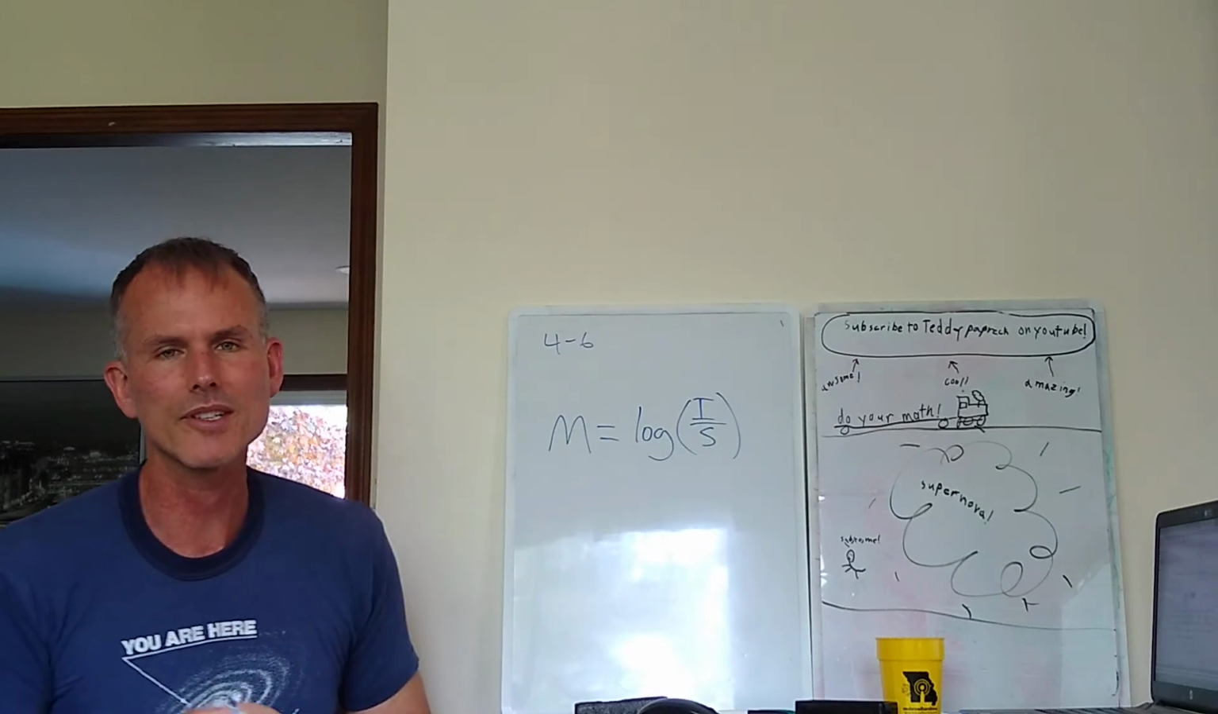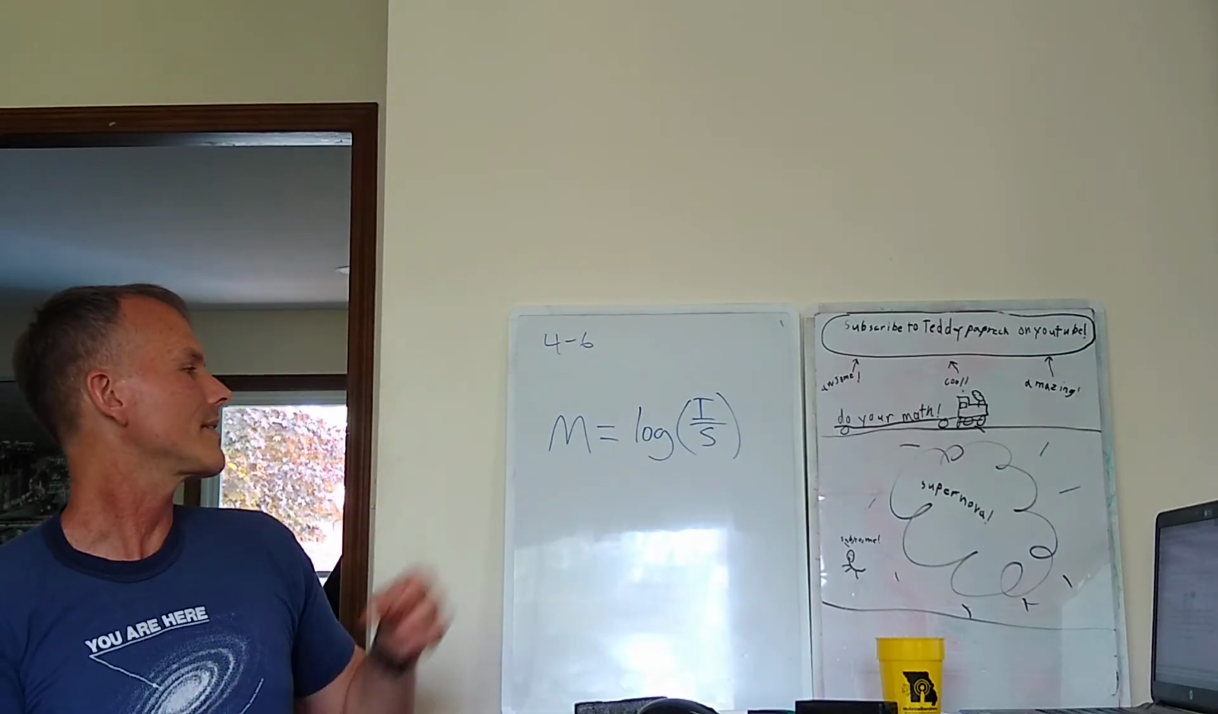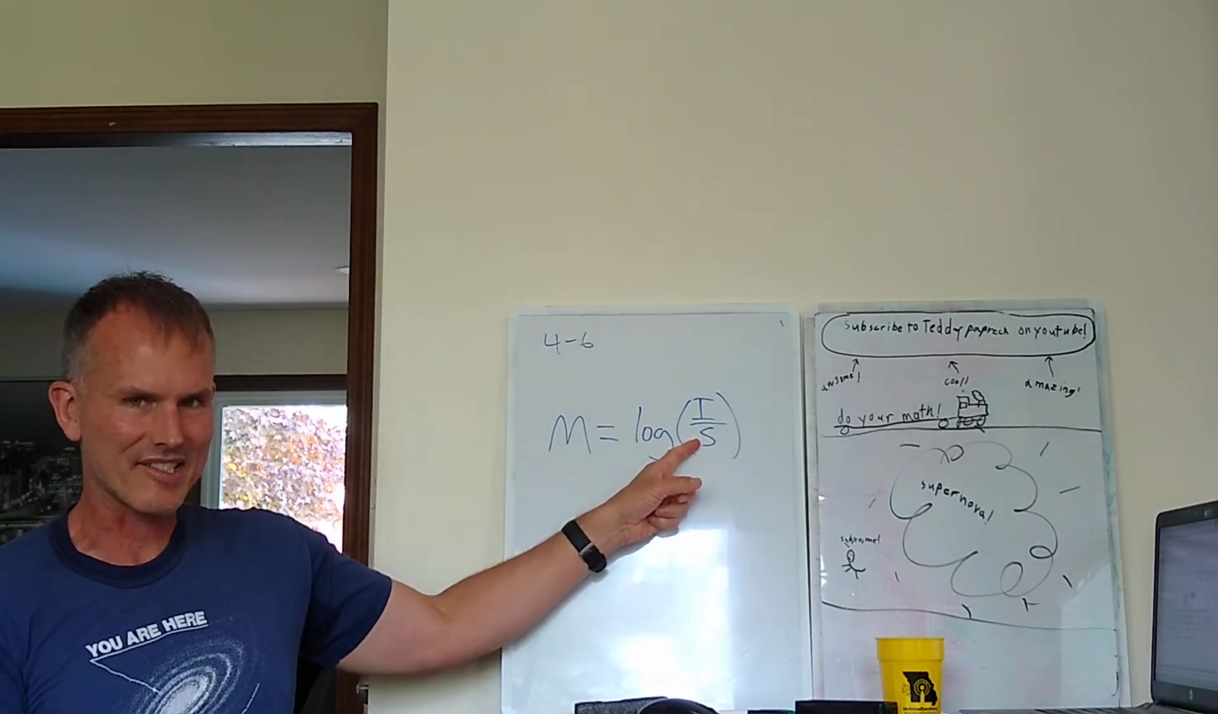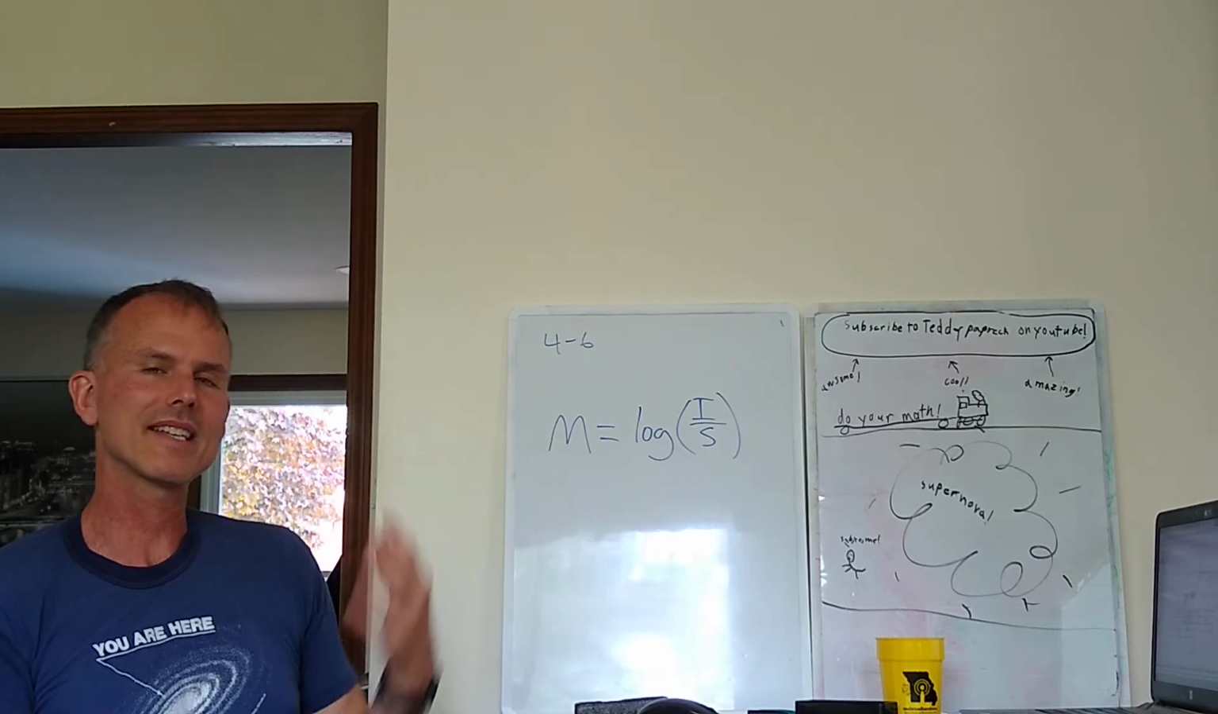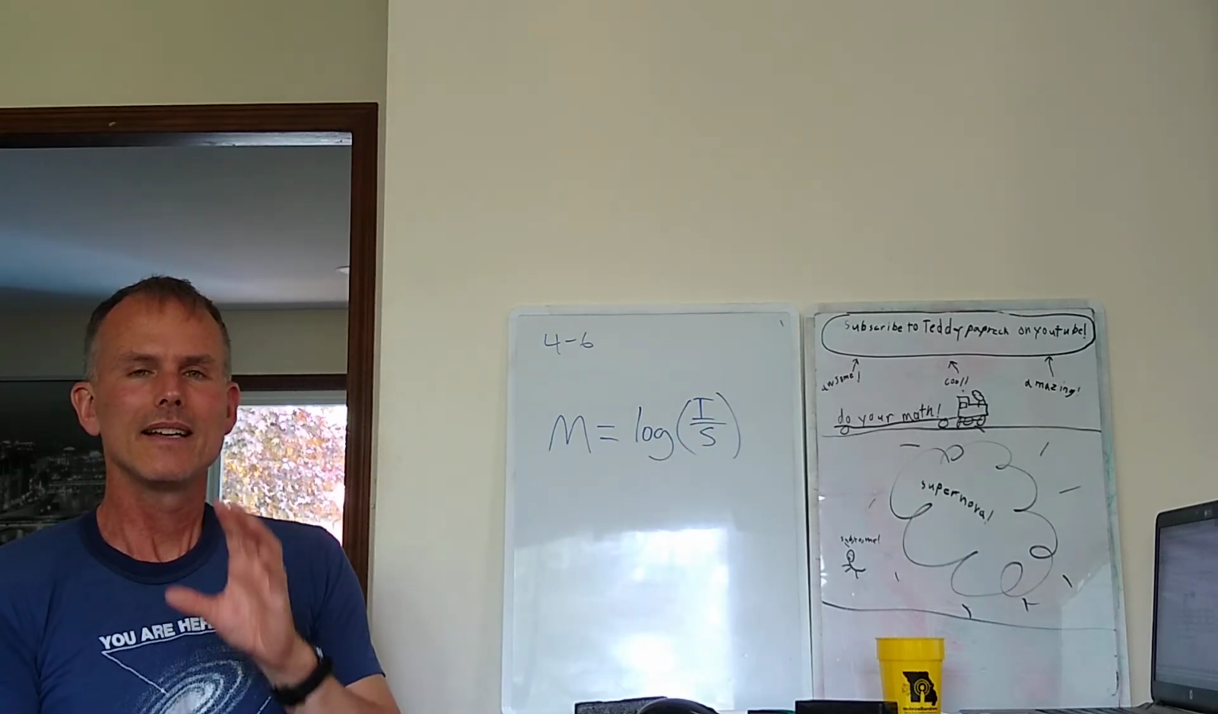All right, so the magnitude, capital M, is the log of the intensity of the earthquake divided by the intensity of what's called a standard earthquake. Okay, so S is a constant. S is called the intensity of a standard earthquake.